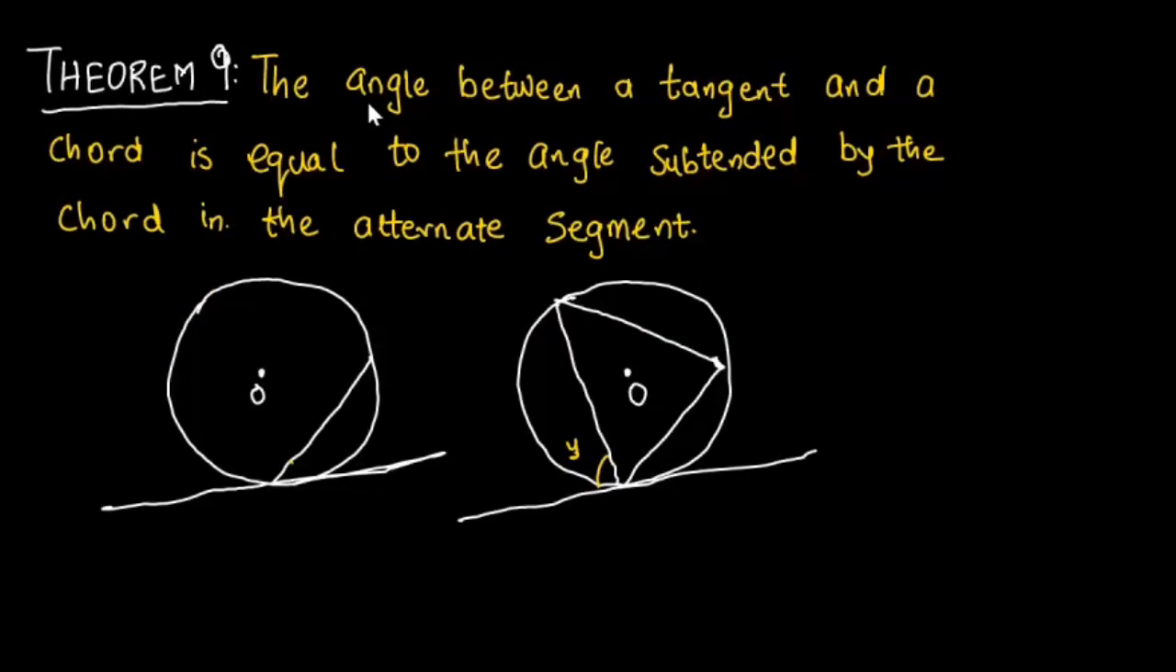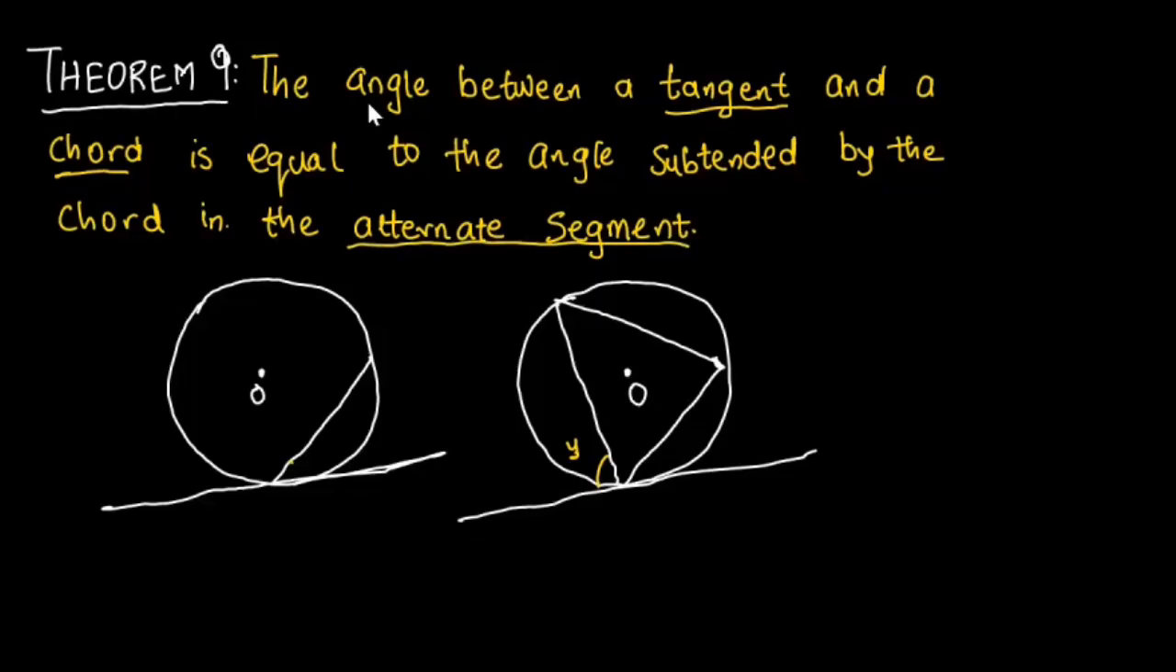So theorem 9, which is our third theorem in this video lesson, states that the angle between a tangent, already we looked at a tangent in the previous theorem, which is theorem 8. Now the angle between a tangent and a chord, so we have a tangent and then we have a chord, that angle between both of them is equal to the angle subtended by the chord in the alternate segment. So there are some key words we are going to pick from this theorem: the angle between the tangent and the chord, and then this other word, alternate. Alternate just simply means the opposite side.